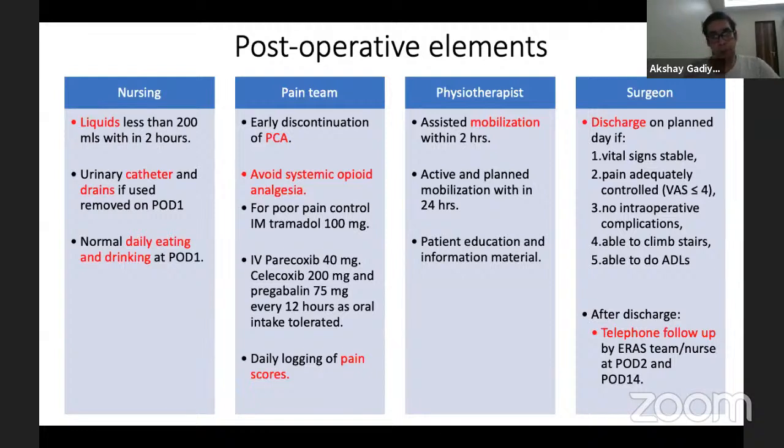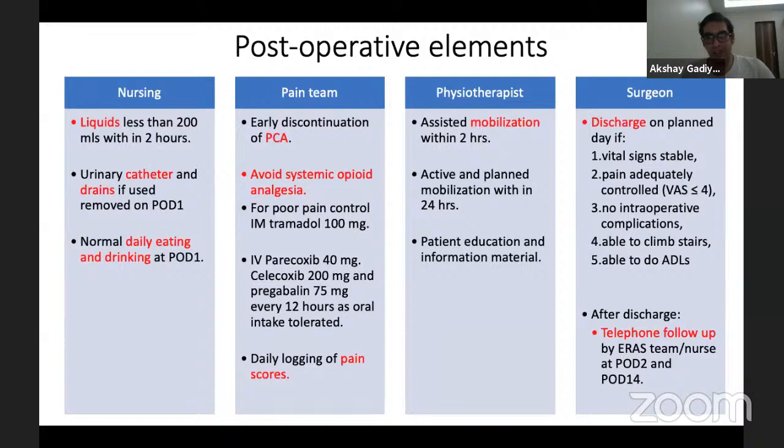If possible, patient controlled analgesia is avoided, but if used, then early discontinuation needs to be assured. Systemic opioid analgesia needs to be avoided. If at all the patient has severe pain, IM tramadol 100 mg is used. There is wide use of COX-2 inhibitors for adequate pain control, and the pain team is responsible for logging the pain scores on a daily basis and then deciding on scaling up or downscaling the analgesia.